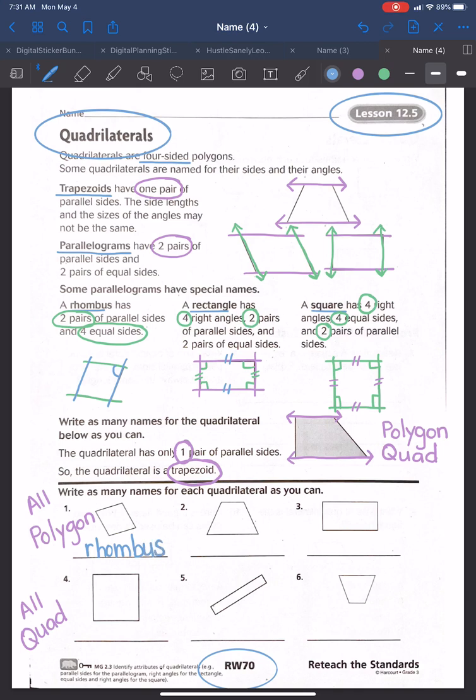All right, number 2. Okay, 4 sides. We know it's a quadrilateral. It looks like it has 1 pair of parallel sides. Which one of my quadrilaterals only has 1 pair of parallel sides? Exactly, a trapezoid.